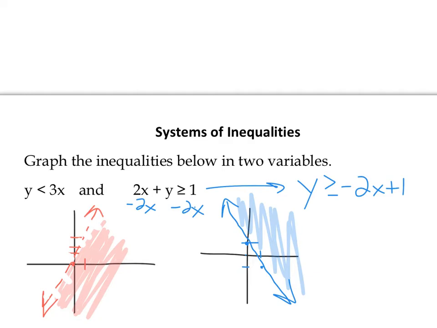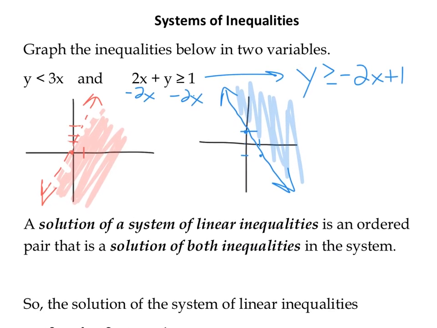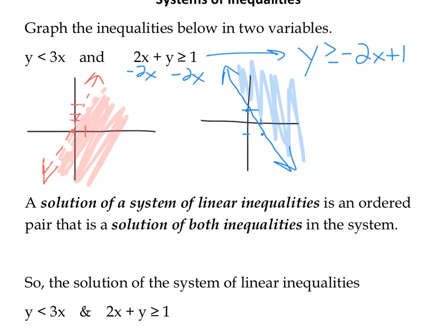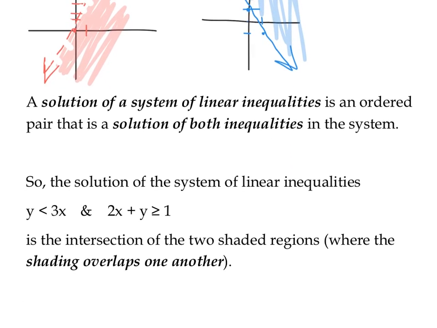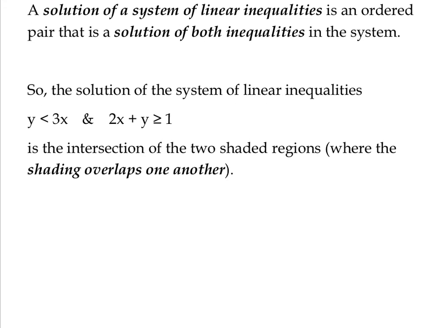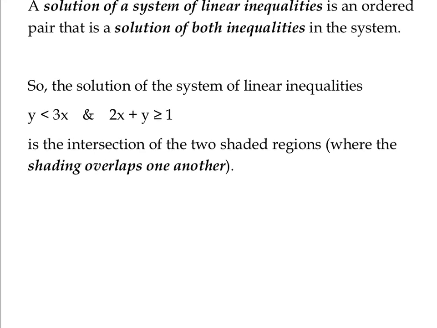So now, if we talk about the solution for the system of inequalities, we're going to want ordered pairs that are solutions for both inequalities. So we want something that's a solution for this inequality and this inequality, both. So how can we do that? Well, we're going to graph the two inequalities on the same coordinate plane and find out where the shadings overlap. Okay? The solution for the system is where the shading overlaps one another.